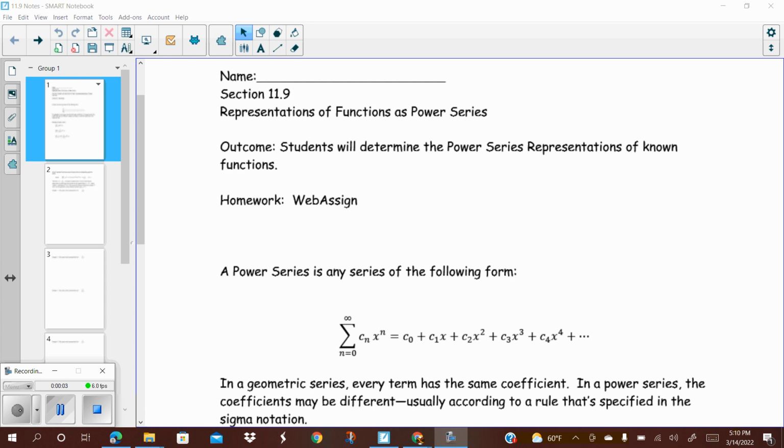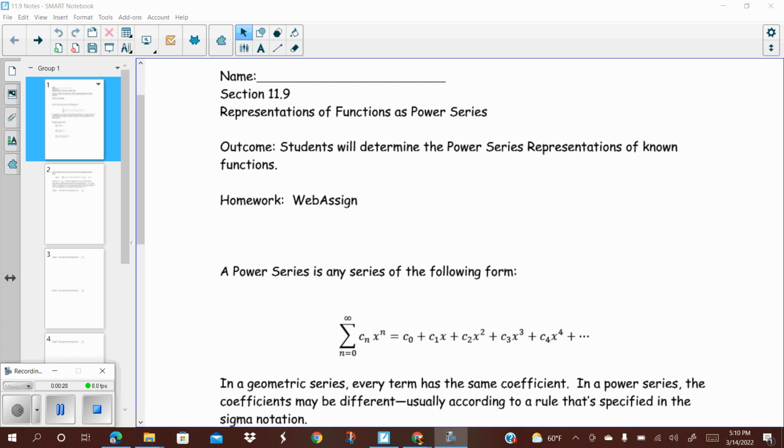Okay, we are in section 11.9. This is representations of functions as power series. So the general concept here is that we are going to take functions which are not power series, they are not polynomials, and we're going to make them polynomials.